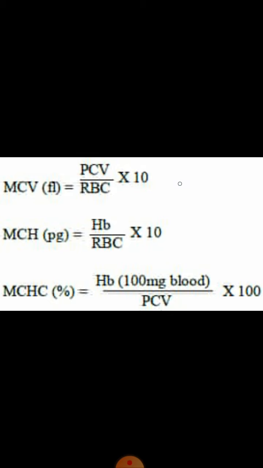If the mean corpuscular volume is small, then the size of the red blood cell becomes small. And if the mean corpuscular volume is large, then the red blood cell becomes large.